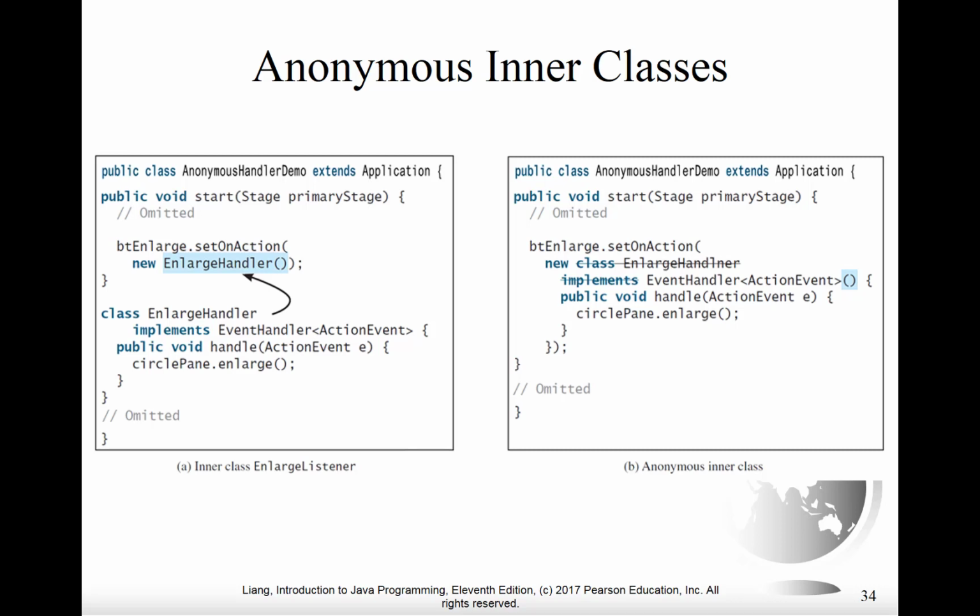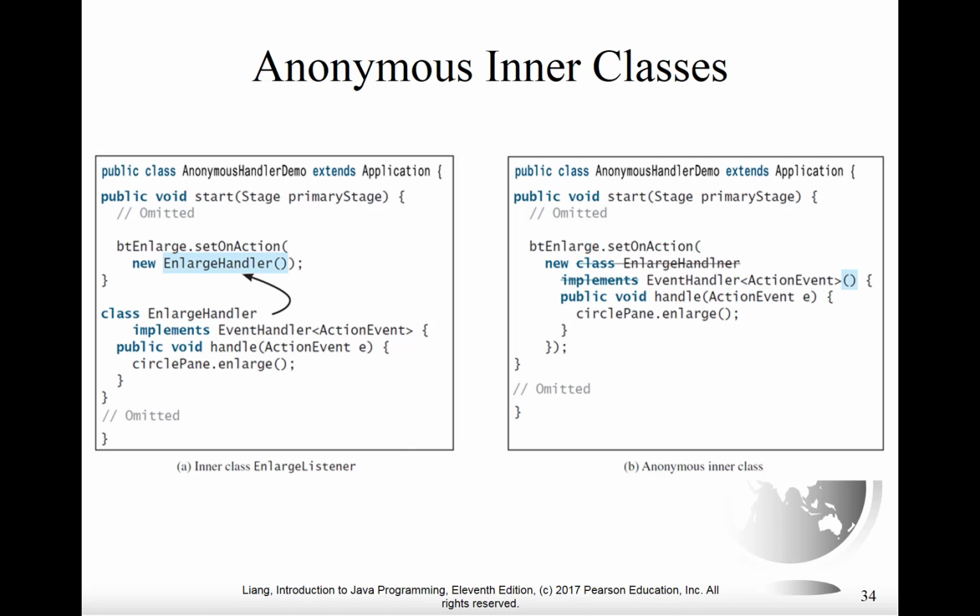It's an inner class because it's inside of the big class that starts public class anonymous handler demo extends application. So that's a big class, and this other class is inside of that larger class, making it an inner class. But at this point it has been given a name, so it's a named inner class, and because it has a name we can refer to it in our set on action invocation. We can pass it as a parameter and say new enlarge handler.